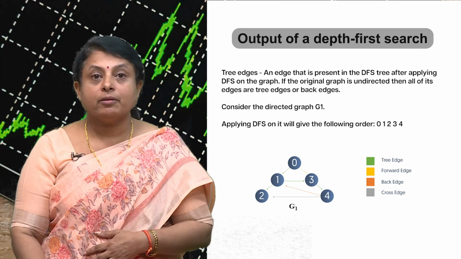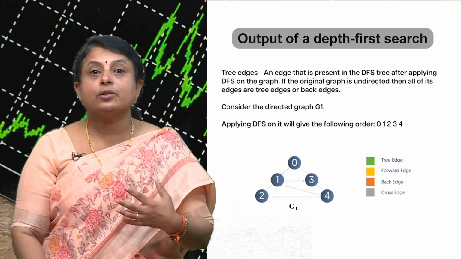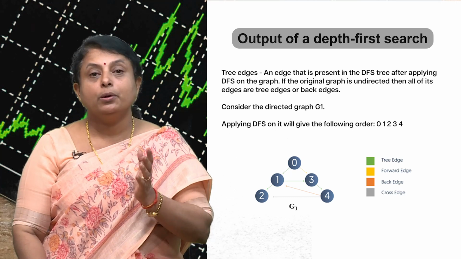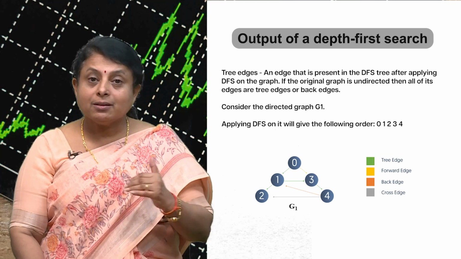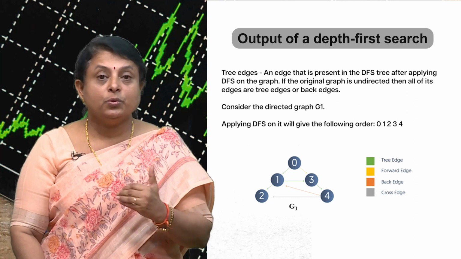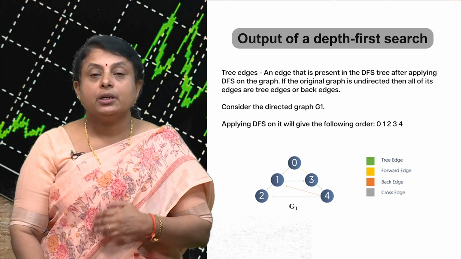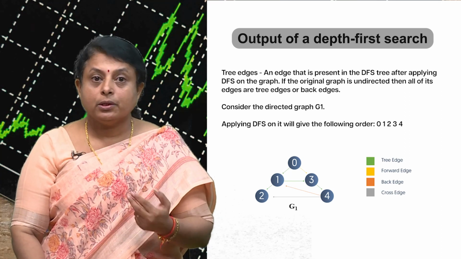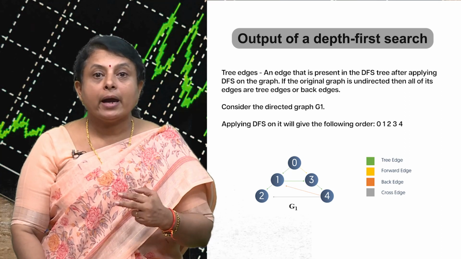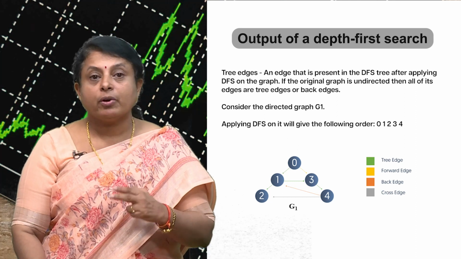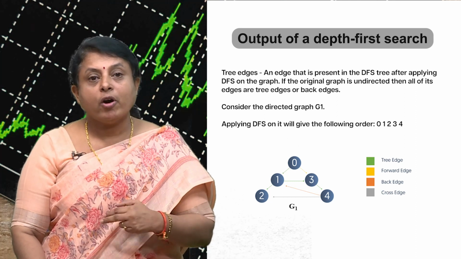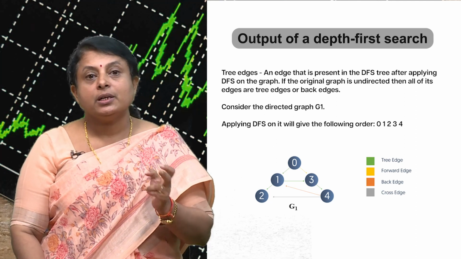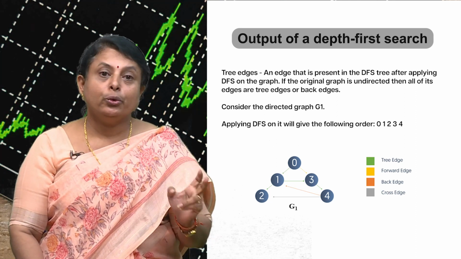Consider the directed graph G1. Applying DFS on it will give the following order, that is 0, 1, 2, 3, 4 is the order of the vertices visited. So, tree edge is an edge between the nodes 0 and 1. Back edge is an edge from 4 to 1. Forward edge is an edge from 1 to 2. Cross edge is an edge from 4 to 2.